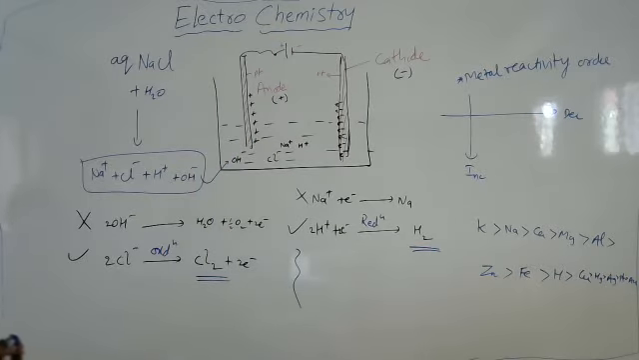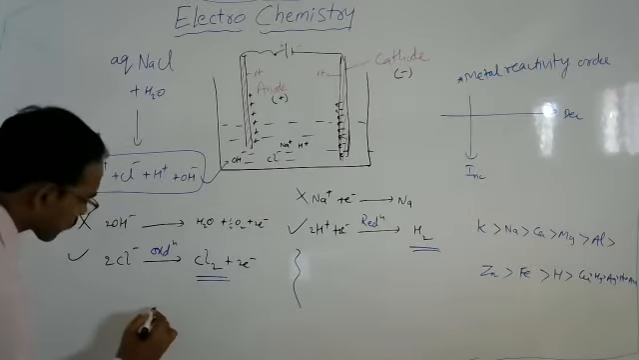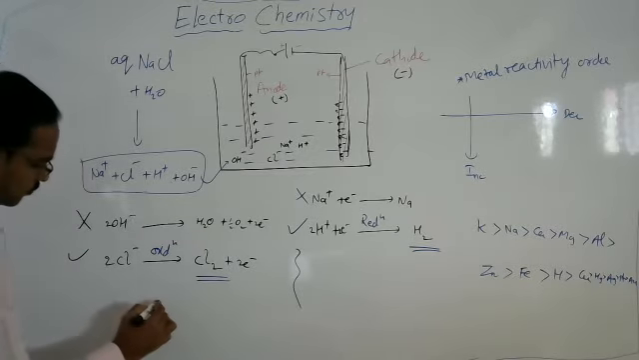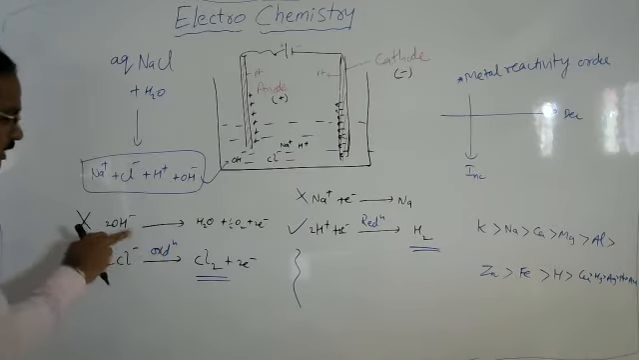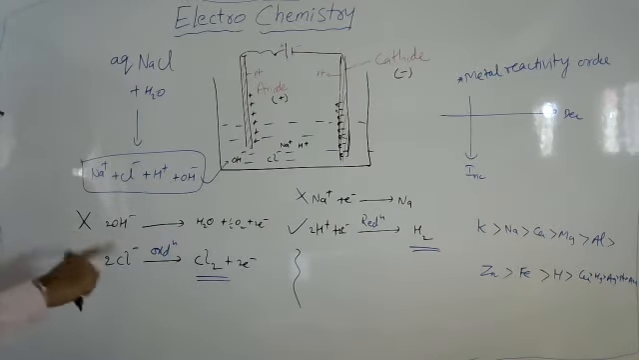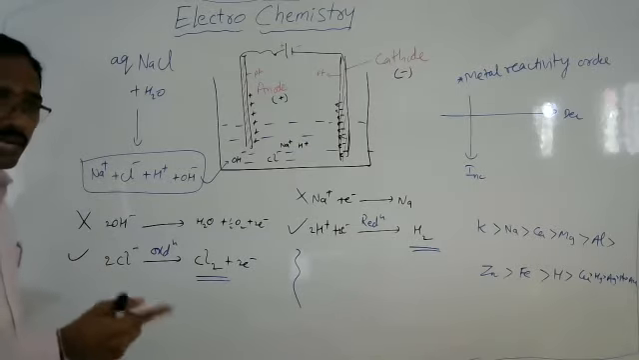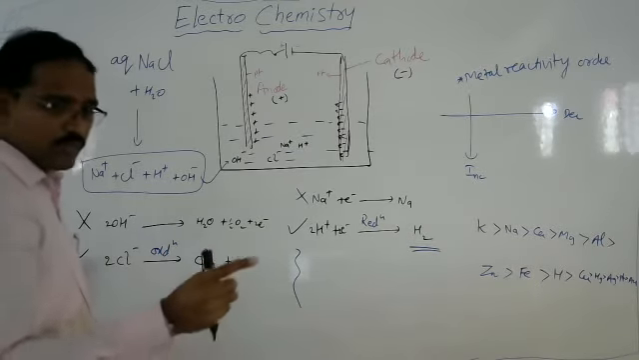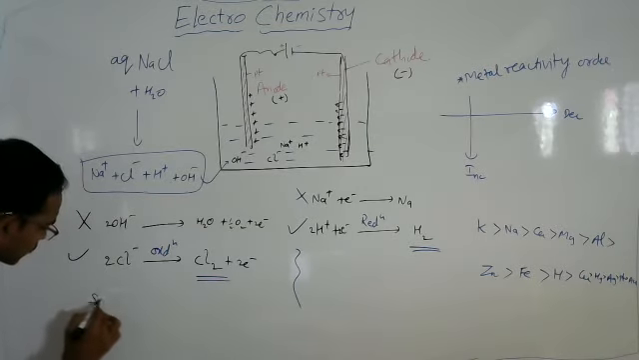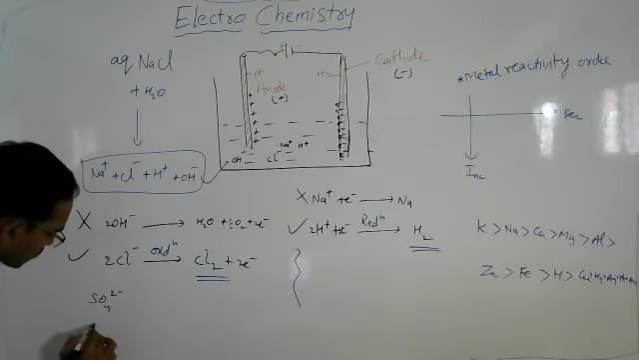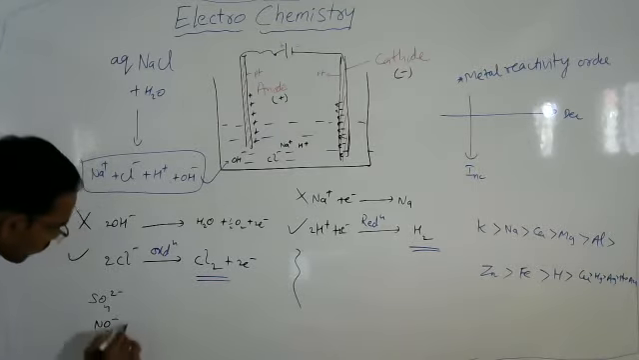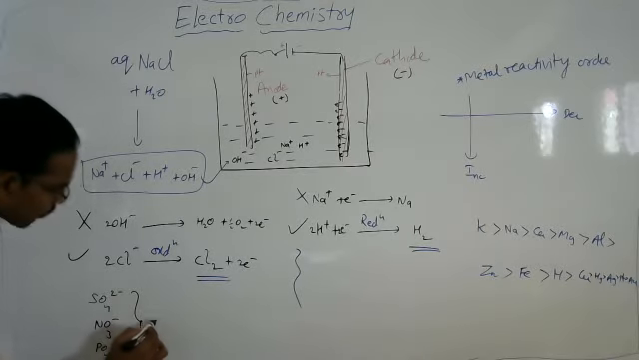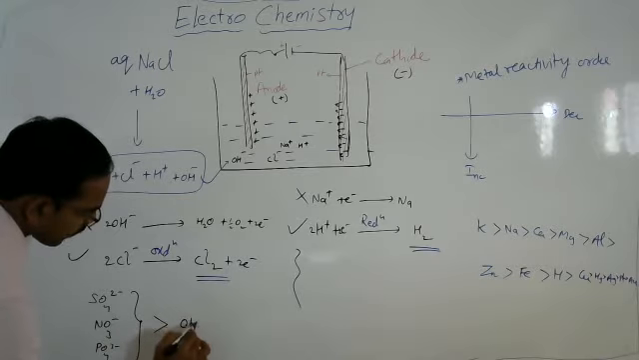Next, about anions. Remember, OH minus and Cl minus are there. The OH minus is more stable. That's why it is not undergoing oxidation. So when will OH minus get oxidation? Whenever sulfates, phosphates, nitrates are there.